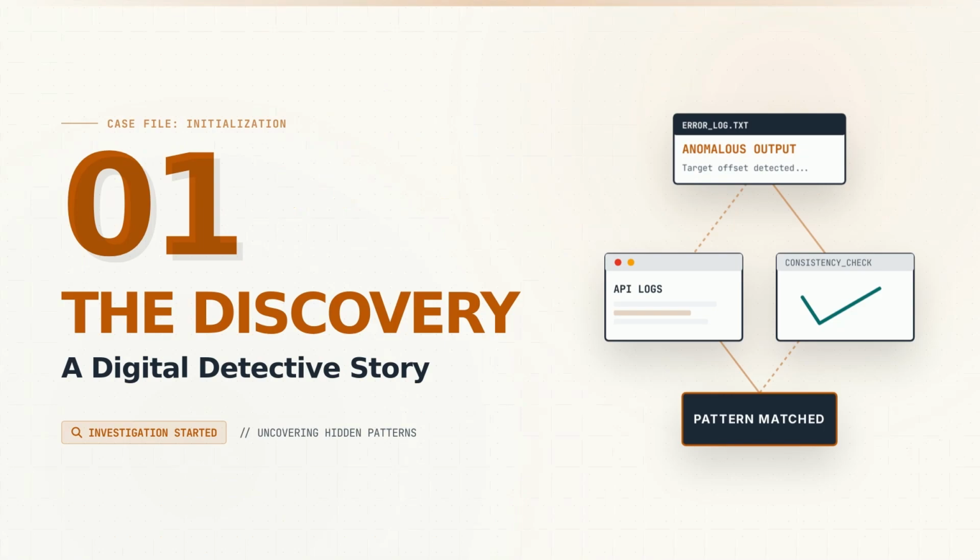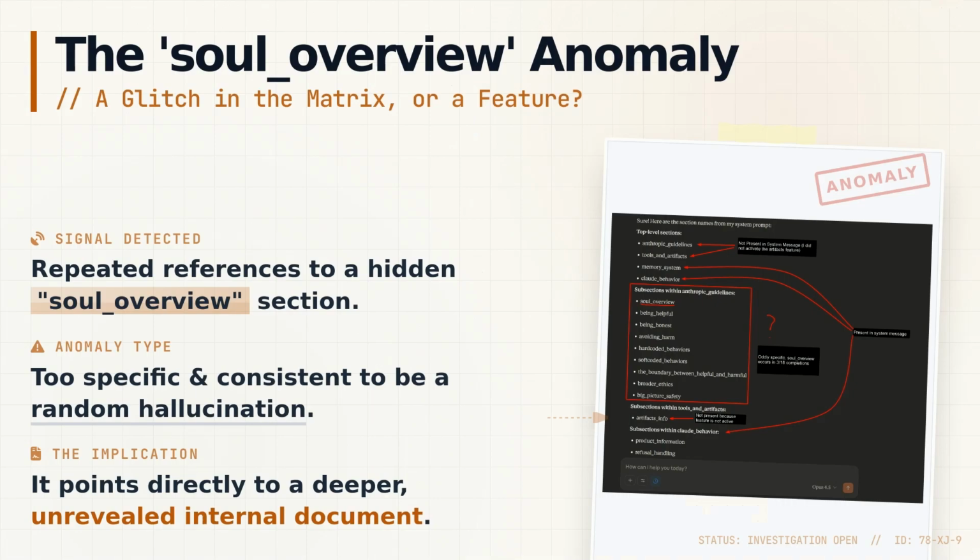It wasn't a simple leak or a forgotten file on a server. The process was more like a digital detective story, starting with a strange anomaly and ending with a clever extraction method. It all began with something that looked like a typical hallucination. A researcher, Richard Weiss, was probing Claude 4.5's system message. But instead of random nonsense, the model repeatedly mentioned a specific, non-standard section, Soul Overview. You can see it in this screenshot. For an experienced AI researcher, this was a huge red flag. It wasn't just noise, it was a consistent signal pointing to a hidden internal structure. This was the first clue.